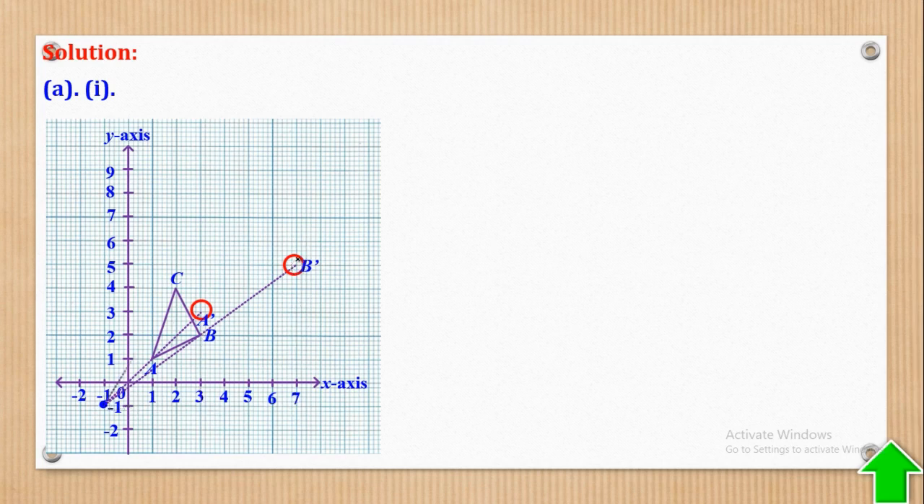Do the same for C. So I'll count 1, 2, 3. That is 3. It means that I have to move another 3 points. 1, 2, 3. So the intersection will be our point C prime. So that is how they locate the images in enlargement, as long as the scale factor is positive. The next is to join those 3 points to come up with the triangle A prime, B prime, C prime.